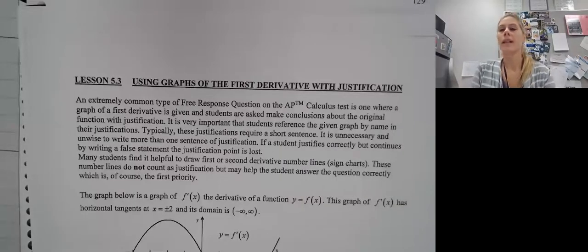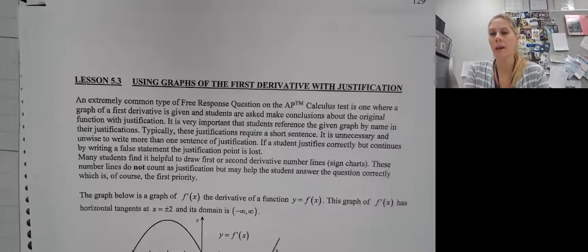Hey guys, so today we're going to do 5.3, and I'm actually really excited about this lesson for the fact that it's going to help you out with justifying your answers on the AP test. A lot of times in FRQs, you're just not doing the math. You're justifying why your answer is what it is. And that's where a lot of students lose points. So I'm glad this lesson is in our planning, our book, anything like that.